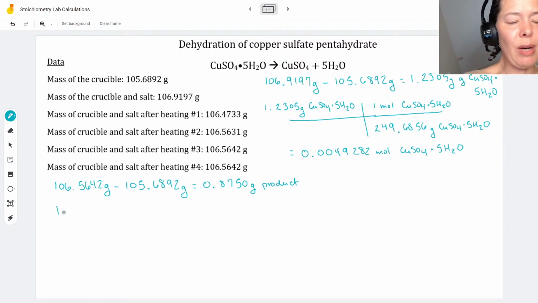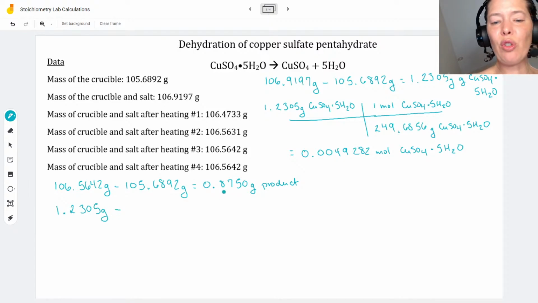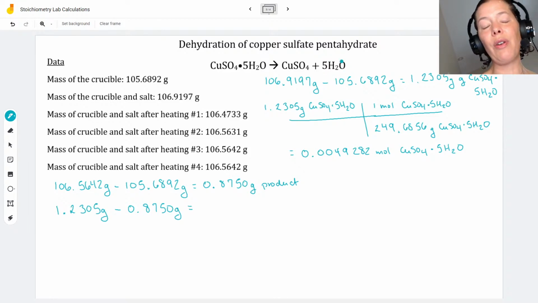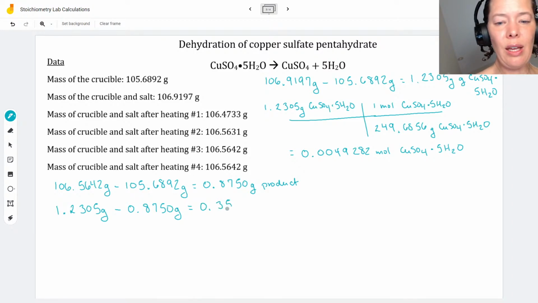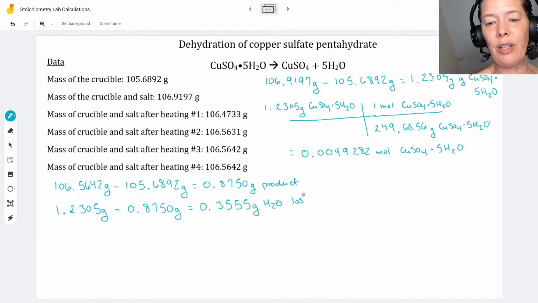So here is my original mass of copper sulfate pentahydrate. I am subtracting out the mass of my product. And this will give me the mass of water that I have driven off by leaving it in the oven overnight. And that is 0.3555 grams of water lost.